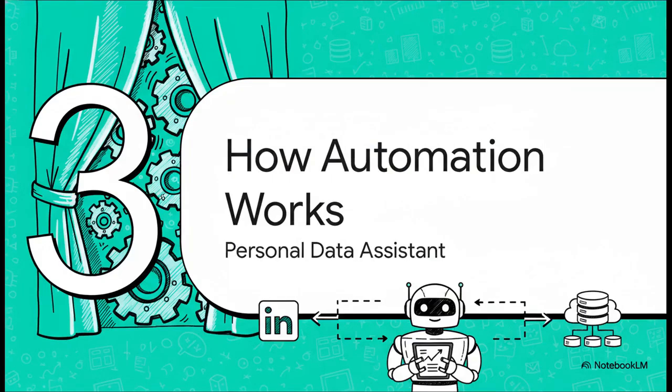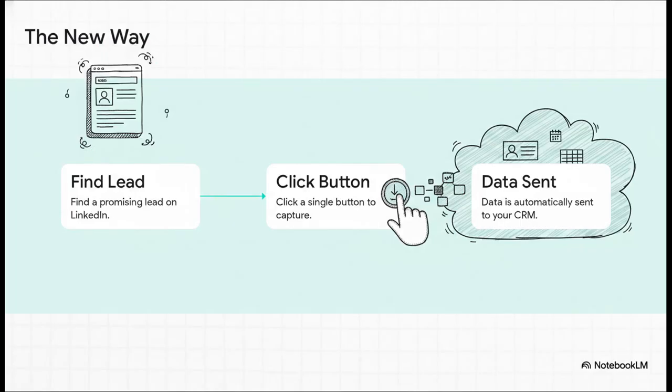Okay, so how does this magic actually happen? Let's pull back the curtain for a second. It's really less like magic and more like having a super efficient personal data assistant who works for you 24/7. Just contrast this with the old way we just looked at. The new way is, well, it's beautiful. It's simple. You find your lead on LinkedIn. You click a single button, usually from a little browser extension that's connected to your CRM, and that's it. That's literally it. All their information is instantly sent over and created as a new, clean record.